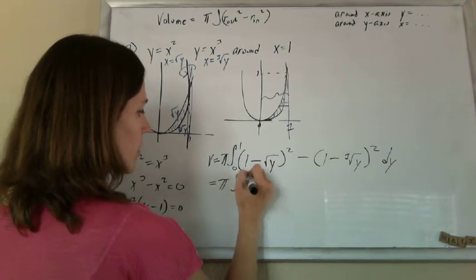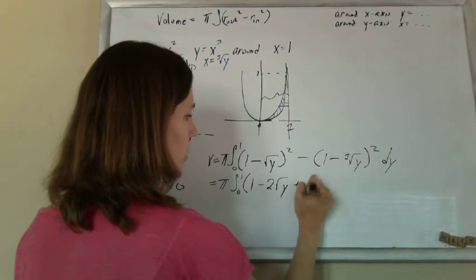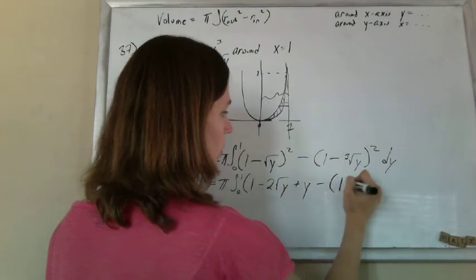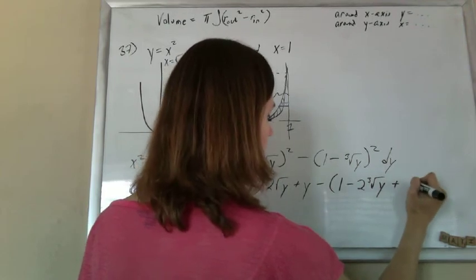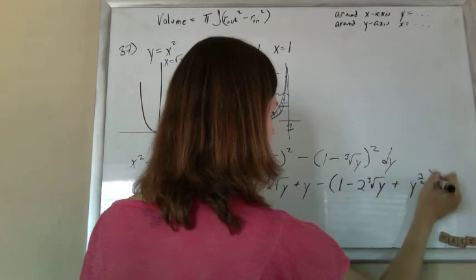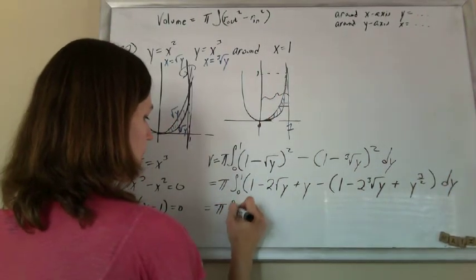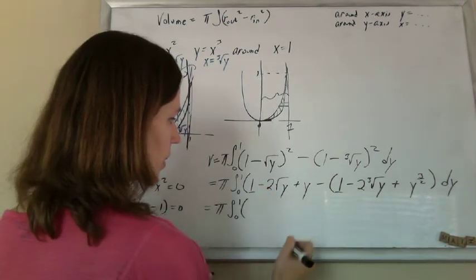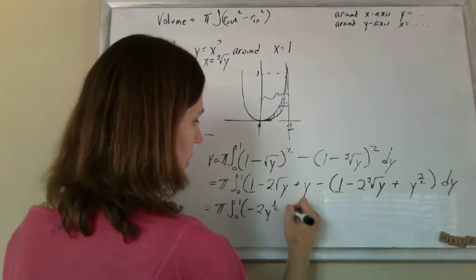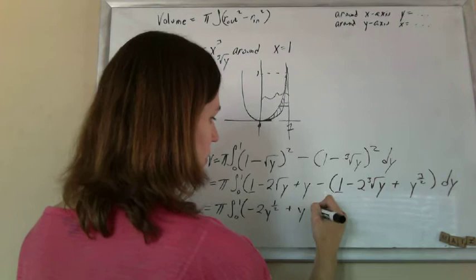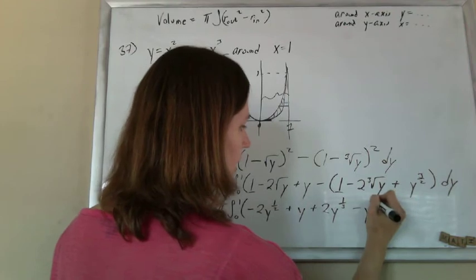So if I go 0 to 1, if I FOIL this out, I'm going to get 1 minus 2 root y plus y, minus 1 minus 2 times the cube root of y plus, it's going to be y to the 3 halves, dy. And if I clean this thing up, 0 to 1, 1 minus 1 goes away, and this is minus 2y to the 1 half plus y, minus minus will make a plus 2y to the 1/3, and then minus y to the 3 halves.